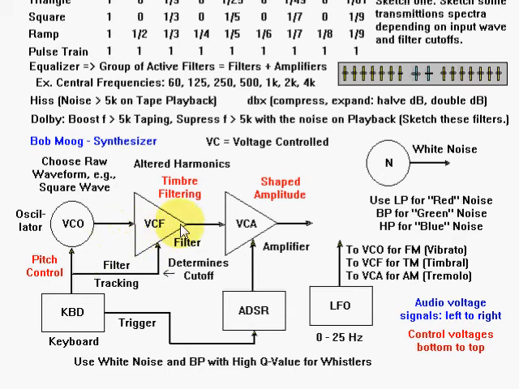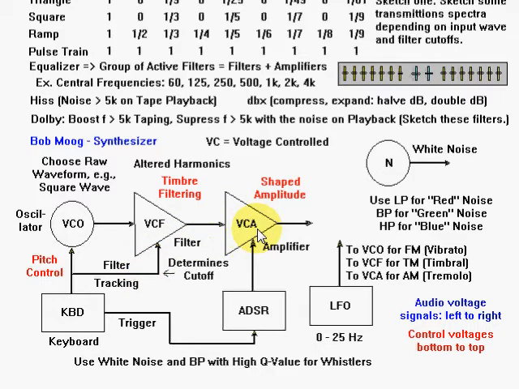Then this one here allows you to filter higher harmonics and shape the timbre. Notice that you have filter tracking, so that if you play higher and higher notes, the filter has to adjust so that you can in a relative way get the same kind of effect. If you want to let the first two harmonics through, then when you go up the scale, increase your frequency, the filter has to adjust so that once again you get the first two harmonics through.